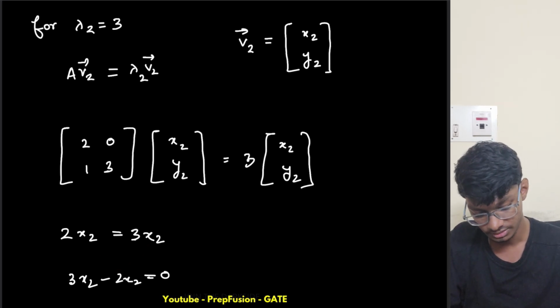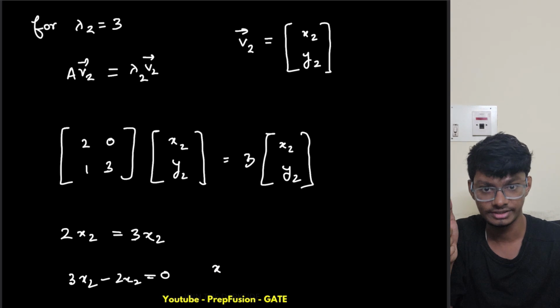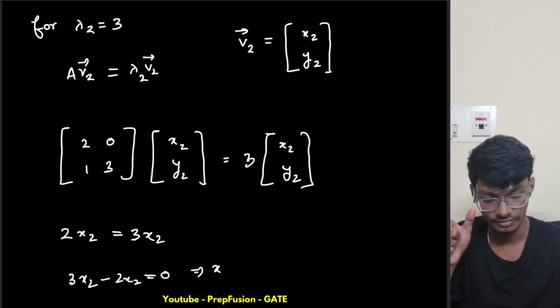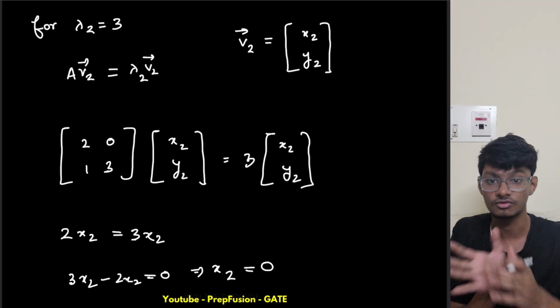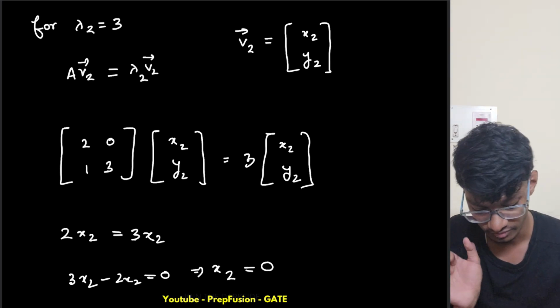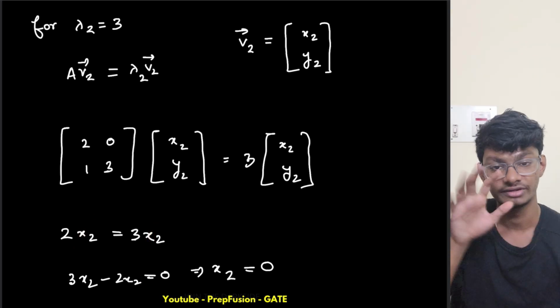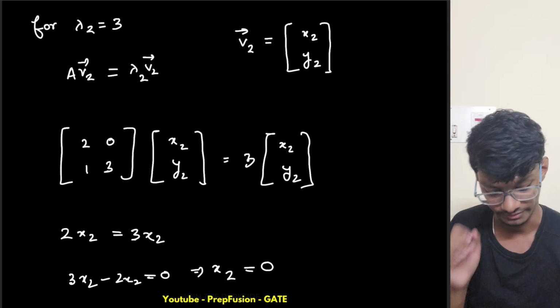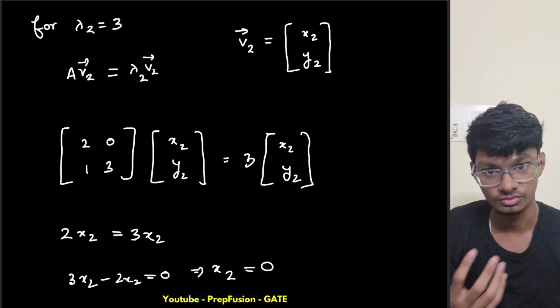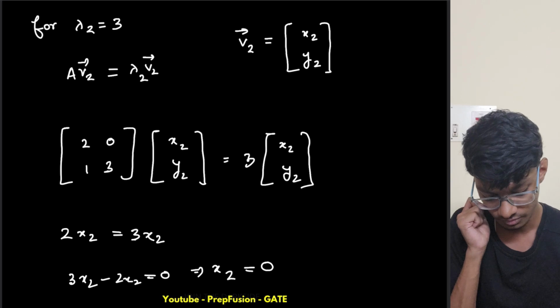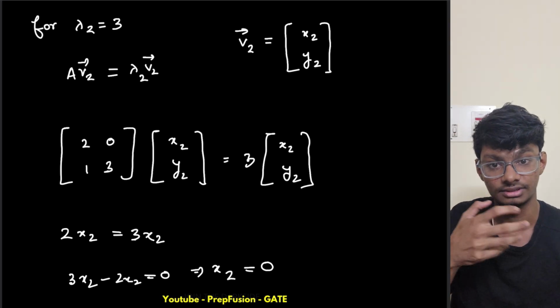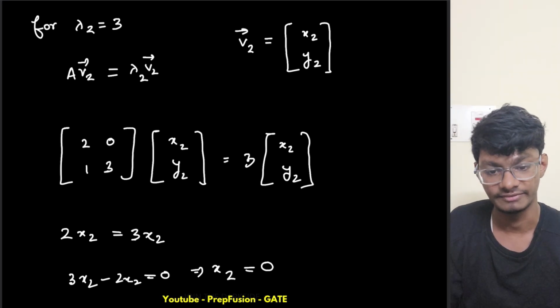Then what I can do is, what is 3x2 minus 2x2? It is x2 itself, which equals 0. So from here I get a solution. Okay, just be careful when we simply cancel, right? We divide by the same number, but I can't do it here. So this is what my x2 is equal to. So x2 equals 0. So x2 can't take any value.